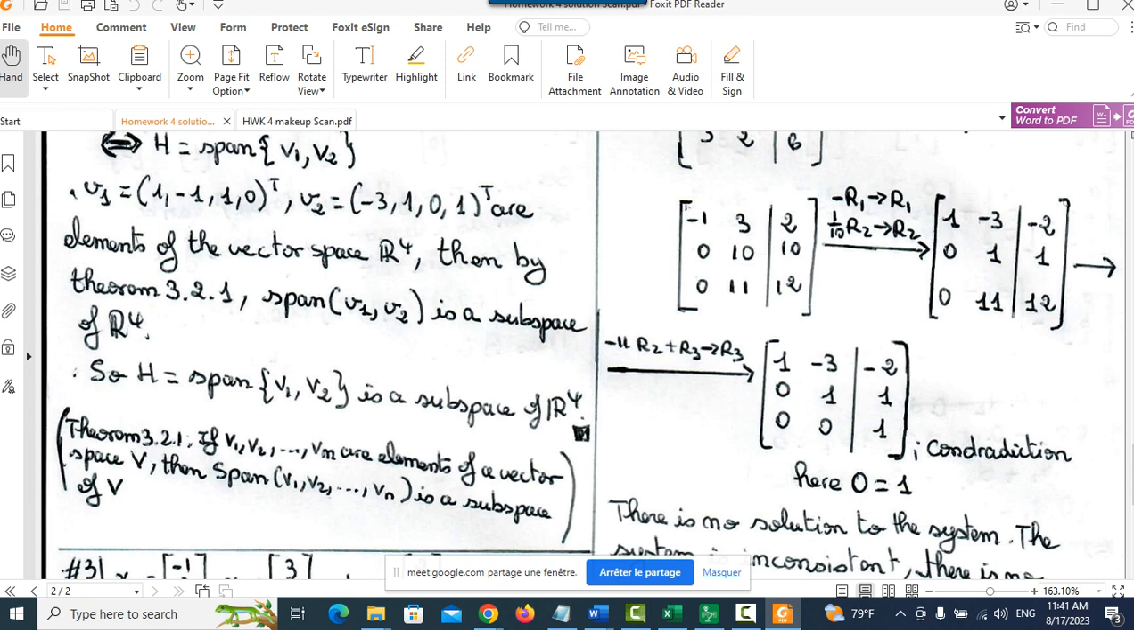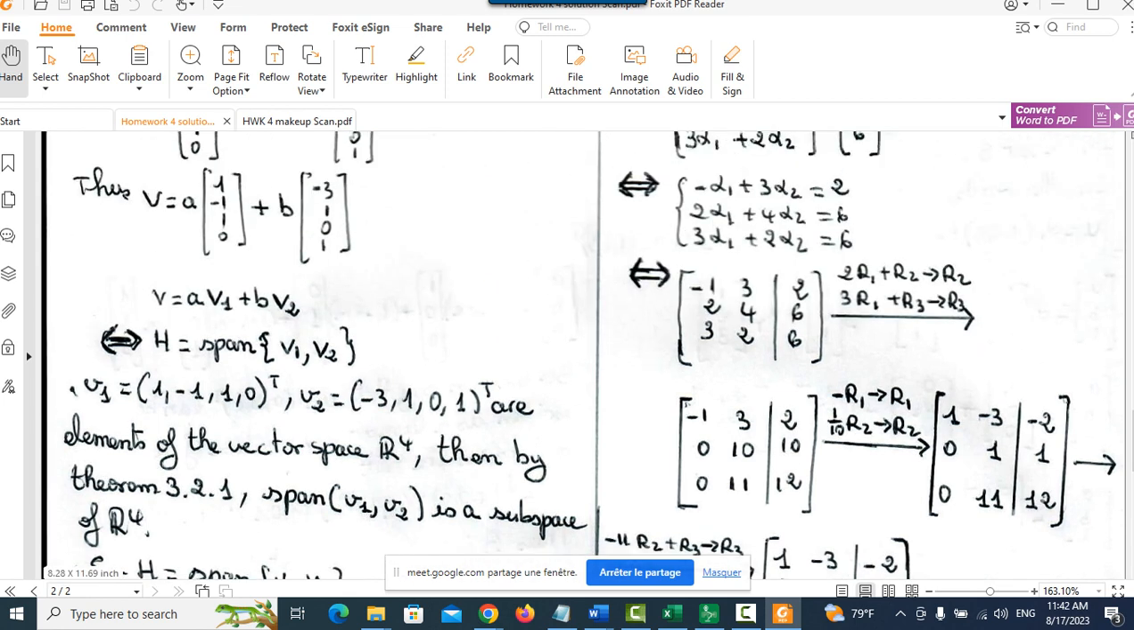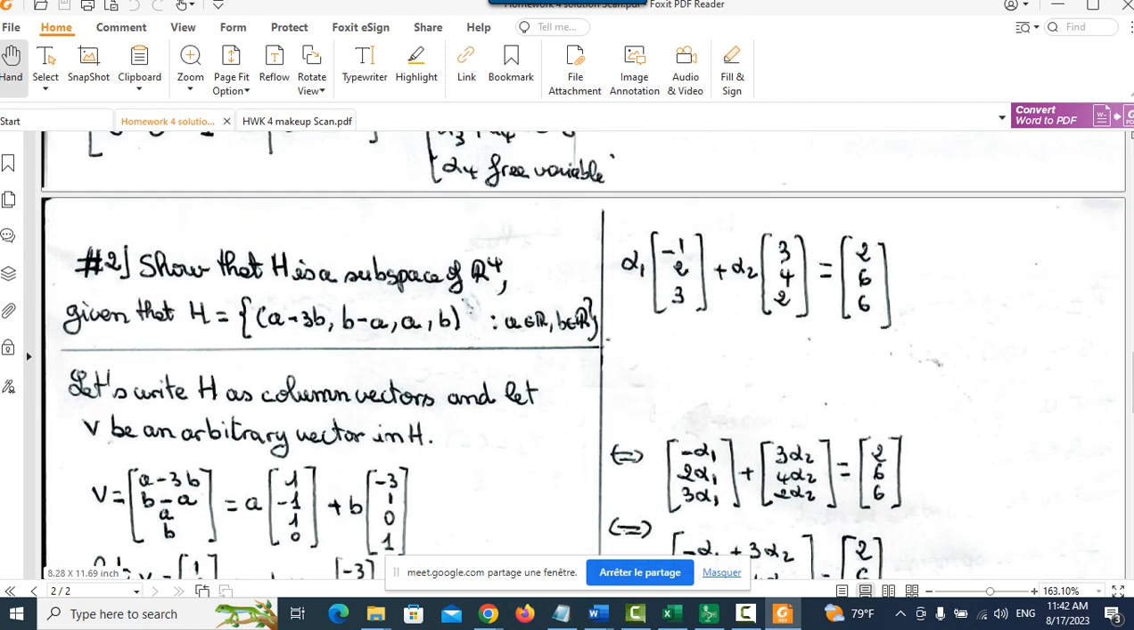of vectors, any finite number of vectors that belong to a vector space, then the set of all of the linear combinations of those vectors is a subspace of that big vector space. So coming back to this exercise: show that H is a subspace of R4.